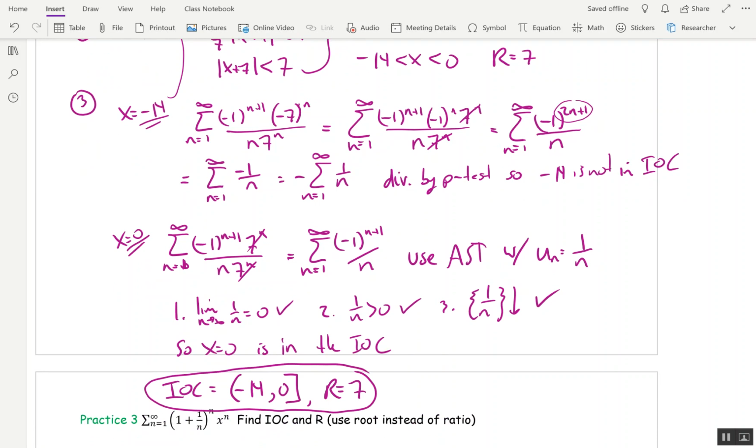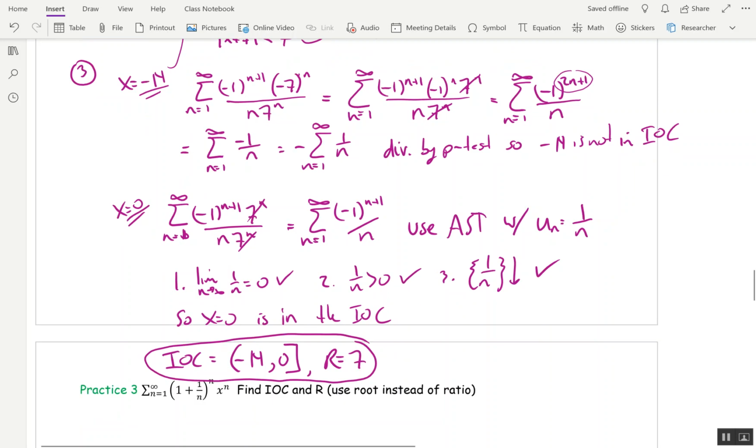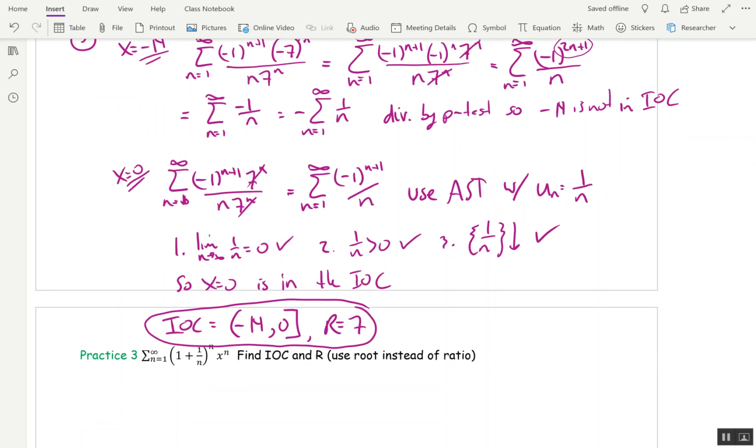Okay, that's it. You can try practice 3 on your own. My suggestion is you use the root test rather than the ratio test. And I've got a solution on there. And if you have trouble, then meet me at that Zoom meeting on Friday and we can talk.